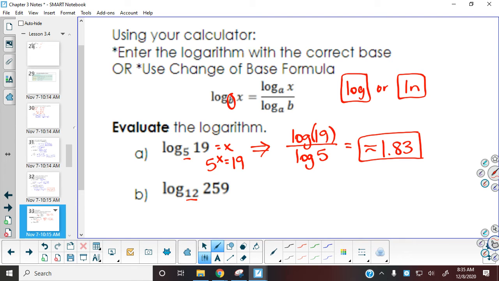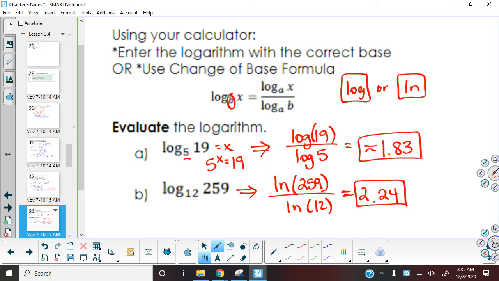Okay, the same thing goes here. 12 to any power doesn't equal 259 as a whole power, so we can use our change of base formula. Again, you can use log or natural log, so let's go ahead and use natural log just to get used to it. 259, and then the base is 12, and when we type this in our calculator, we get approximately 2.24 for an answer. Okay? So again, that's just knowing how to use your calculator.